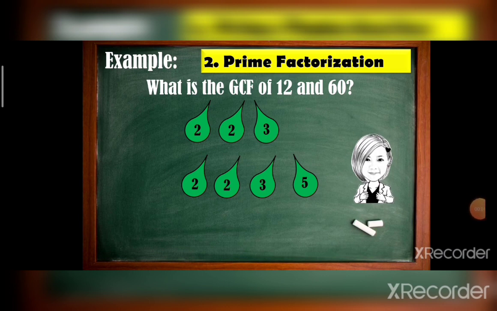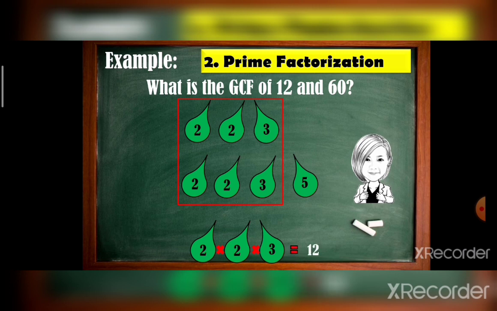Ngayon naman, ilista natin kung ano yung common number o yung common factors ng 12 at ng 60. Yun ay ang 2 times 2 times 3. Ibig sabihin, ita-times lang natin si 2, 2 at 3. And ang magiging sagot nun ay 12. Ibig sabihin, the GCF of 12 and 60 is 12.